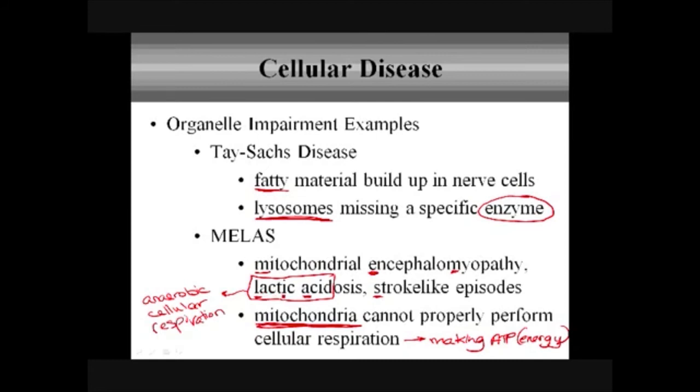So a mother that has MELAS is most likely going to have children with MELAS because her mitochondrial DNA is going to be passed on to her children, and therefore their mitochondrial DNA will be affected. So these are two examples of organelle disorders or organelle diseases due to malfunctioning structures within the cell.